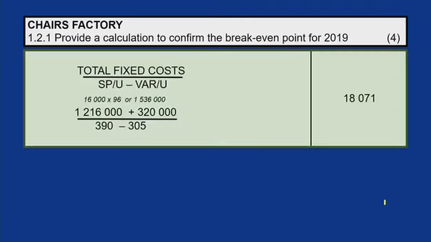The chair factory, you are given the break-even point, which is, let's see, 18071, but you've got to prove it. Firstly, the formula. I've just done abbreviations. You can do your own abbreviation, but it's total fixed costs over selling price per unit minus variable per unit.